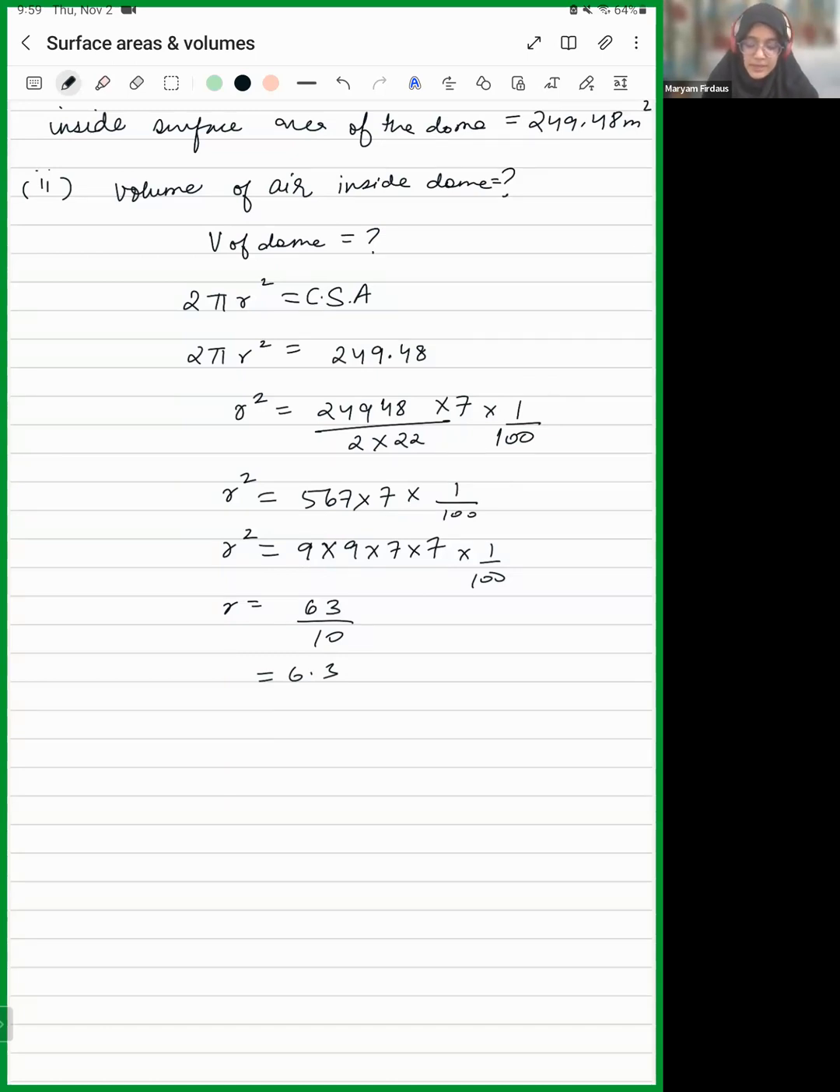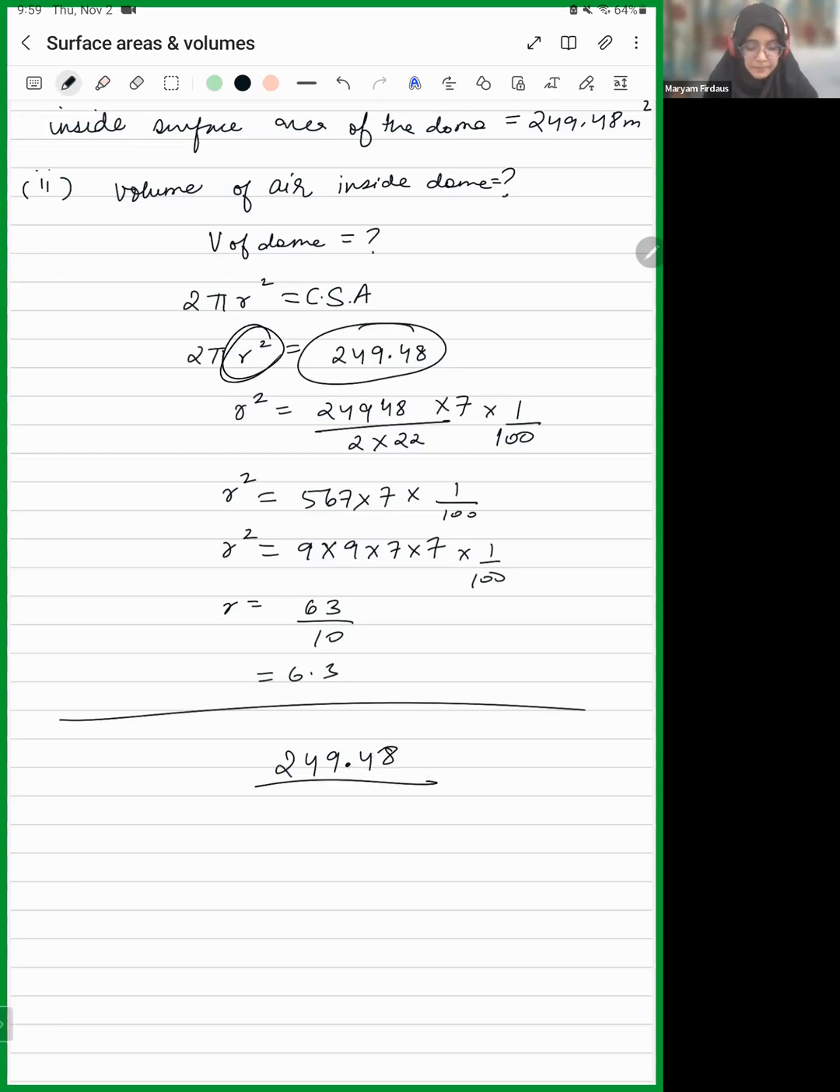See, we had over here 249.48 divided by what? 2 pi? 2 into 22, into 7. Till here, is it clear? So, ma'am, you remove the decimal points and then. Exactly. So I just removed the decimal points and I did 1 by 100. Clear? Okay.